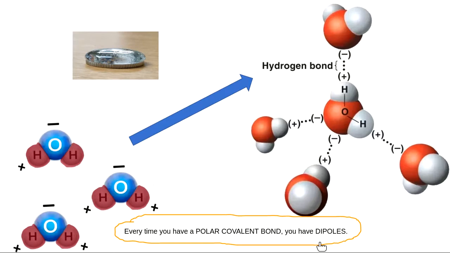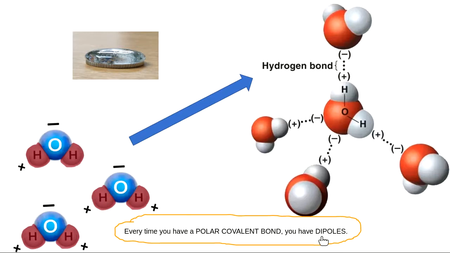Dipoles are areas where there's partial positive or partial negative charge. The only way to get partial positive or partial negative charge is if we're not sharing electrons equally. So a polar covalent bond, we don't share electrons equally. If I'm not sharing them equally, I've got these dipoles, the partial positive and the partial negative.